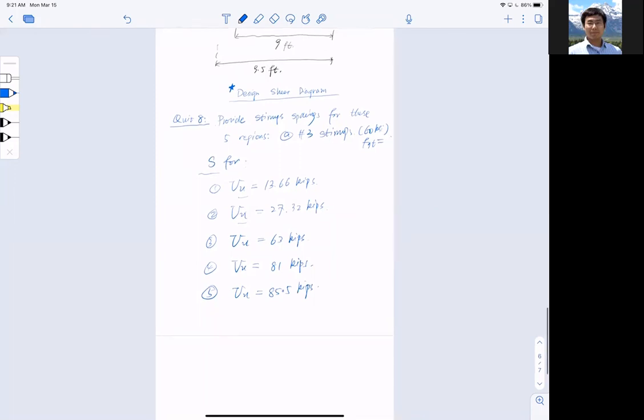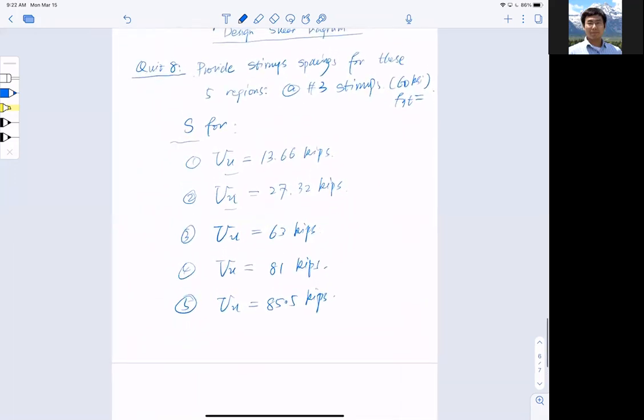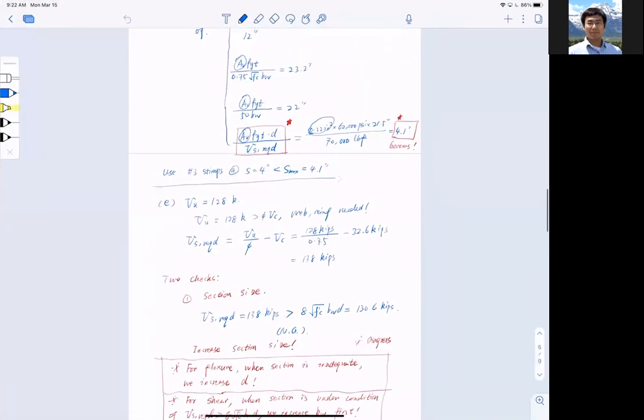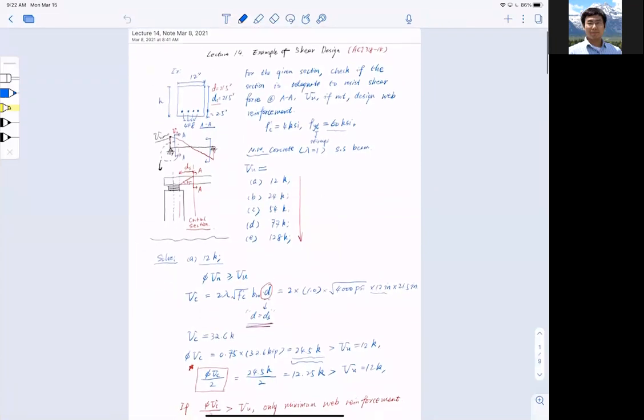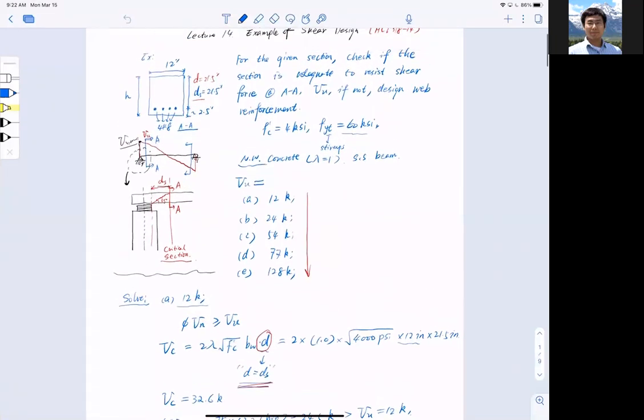If you were asked, Bob, I haven't seen this before. Oops, we have a problem, right? You should have seen this in the previous lectures. If we go back to lecture 14, remember? This is what we had. We keep increasing the Vu and asking you to find different spacings.